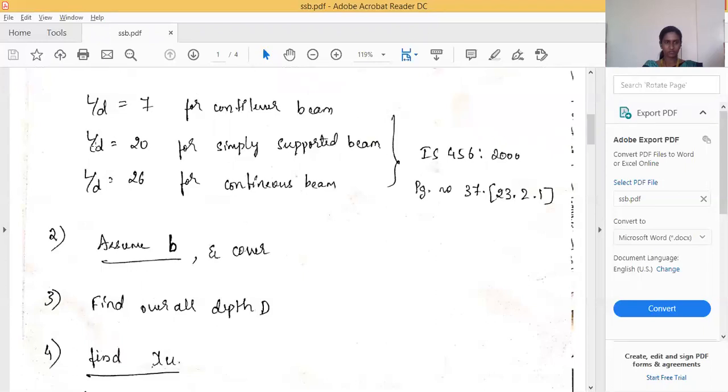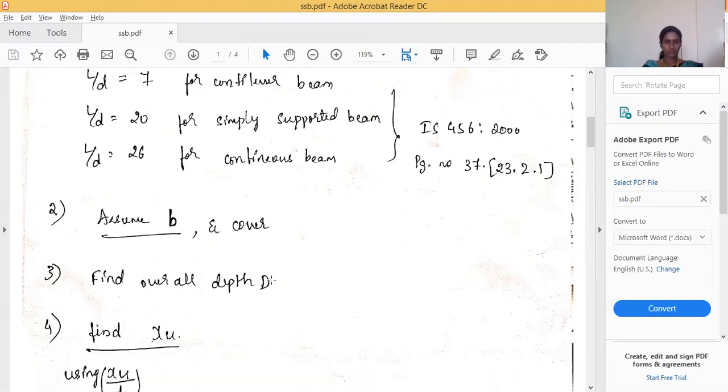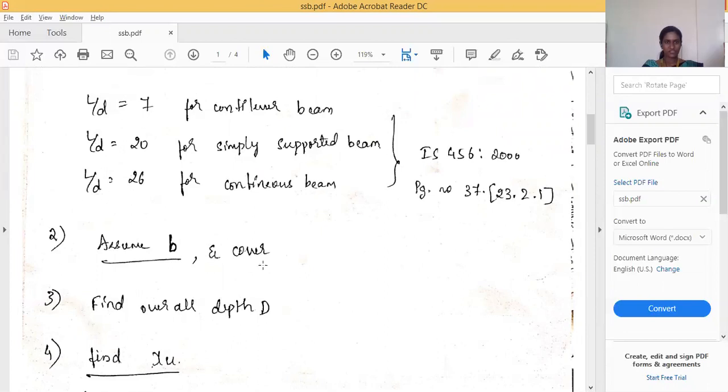So here for the given problem, L is 6. So you can find out D by D is equals to L by 20. So that is 6 by 20. So the value you can write in terms of millimeter or meter. Next step is assume B, breadth, and also cover. And then next step is find the overall depth, capital D. So capital D is equals to depth plus cover.